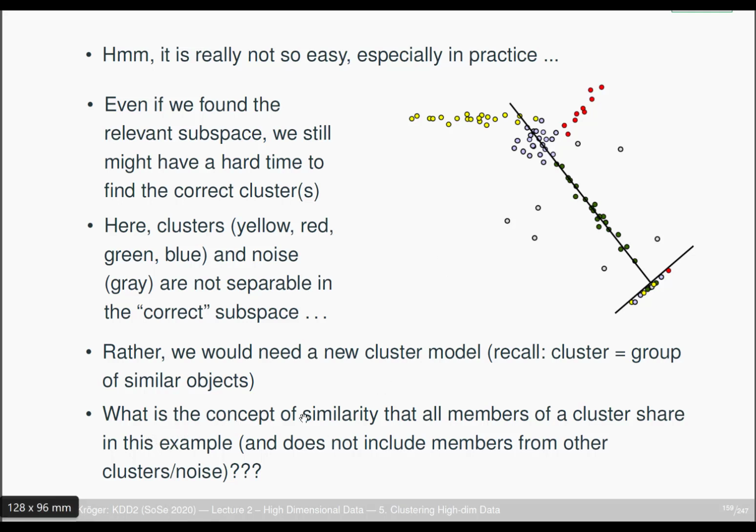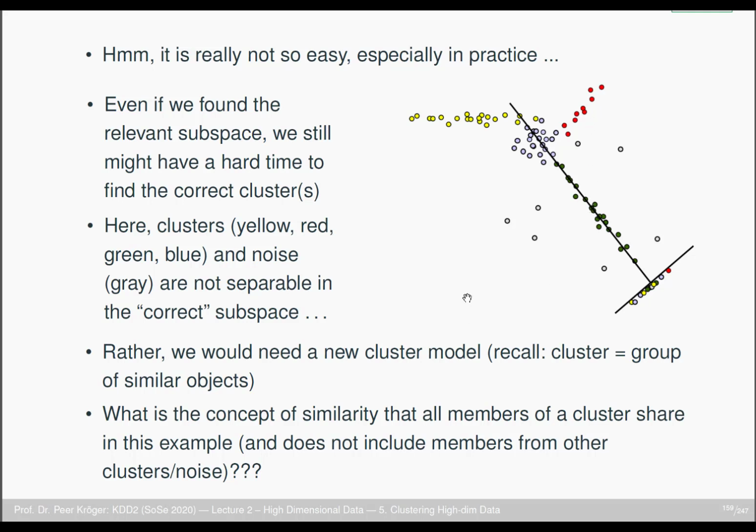The question would be, if we want to come up with something like that, what is the concept of similarity that all members of a cluster share? And in this example, it is hard to really come up with something like that. So is it something that they should be on a common correlation? So meaning they are on a common line, like this one here. Well, at least even for the yellow ones, that doesn't pay off.